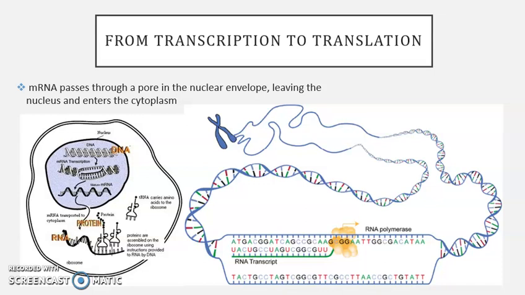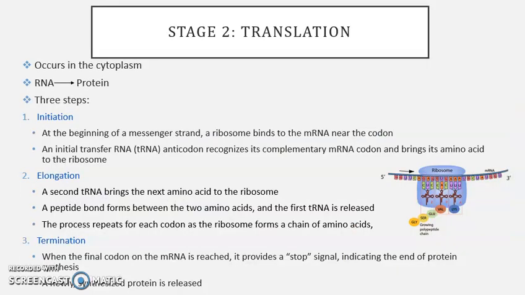mRNA passes through a pore in the nuclear envelope, leaving the nucleus. It then enters the cytoplasm, which is where the next stage of protein synthesis occurs. The second stage is translation, where RNA is translated into a protein.